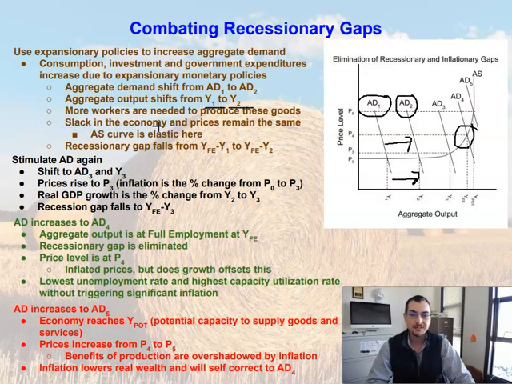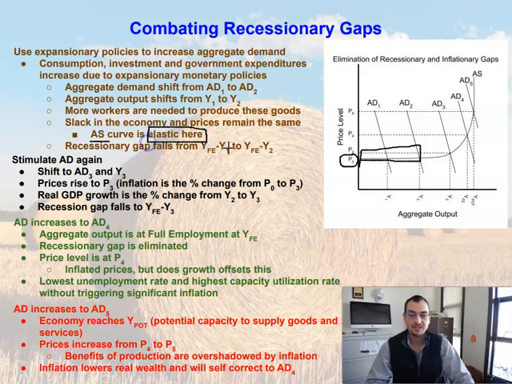So the prices remain the same. What we see is that the prices really don't change. They're still down here at this P0 because we're still operating in this part of the aggregate supply curve, where the prices really aren't going to change. Remember, the aggregate supply curve is elastic there, so these changes in aggregate demand are not going to affect the price, but we're going to increase our output.